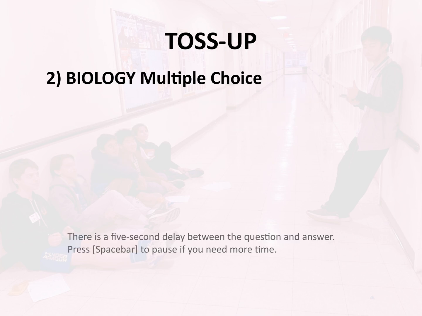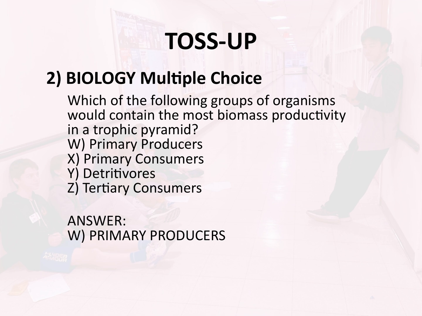Toss-up 2. Biology. Multiple choice. Which of the following groups of organisms would contain the most biomass productivity in a trophic pyramid? W. Primary producers. X. Primary consumers. Y. Detritivores. Z. Tertiary consumers. Answer. W. Primary producers.